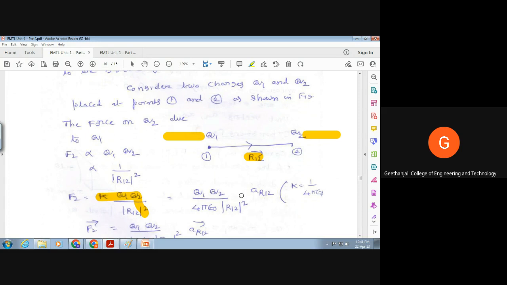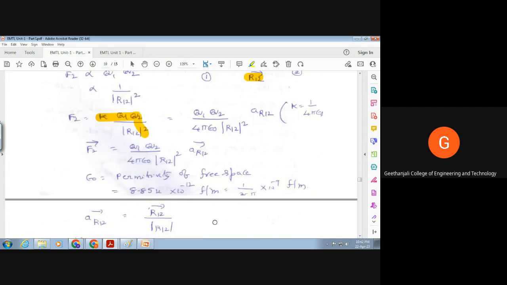The constant of proportionality is measured as 1 by 4 pi epsilon naught, where epsilon naught is the permittivity of free space. Its value is 8.854 into 10 to the power minus 12 farads per meter, which is also equal to 1 by 36 pi into 10 to the power minus 9.